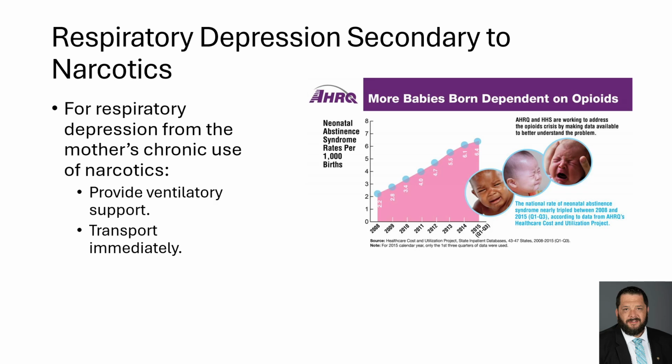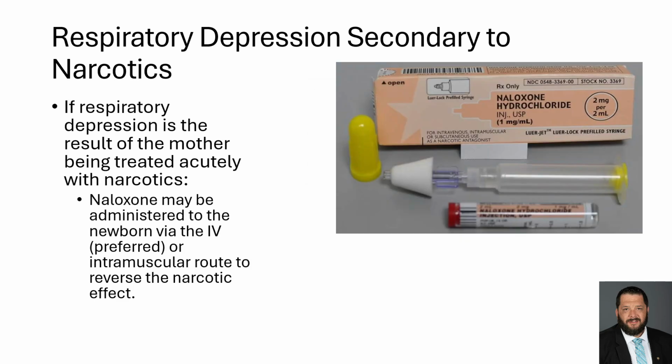For respiratory depression from mom's chronic use, right, provide ventilatory support and transport immediately. If we can adequately ventilate and oxygenate the patient accordingly, then that's the route we're going to go with the neonates prior to administering any medications. If required, we can do naloxone. Again, it can be given intravenously, intramuscularly, intraosseously, or intranasally. Preferably in the neonate patient, intranasally is a little bit easier to manage, so you may consider the use of an intranasal atomizer.